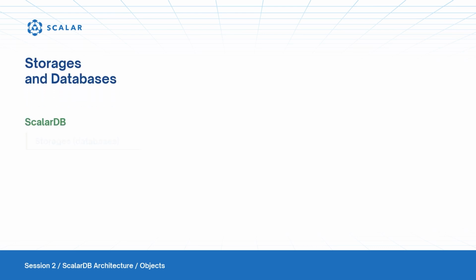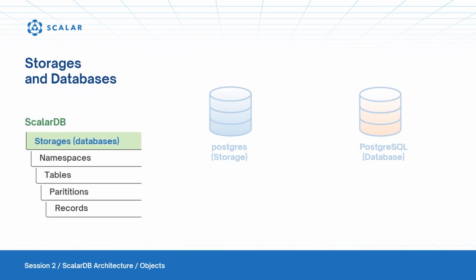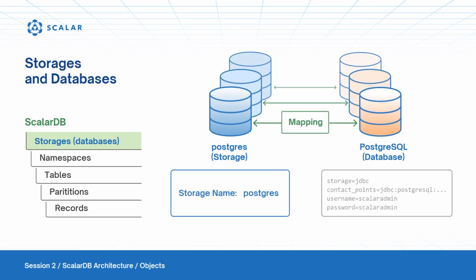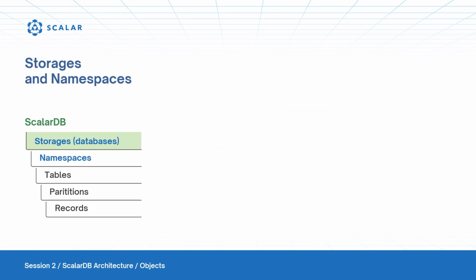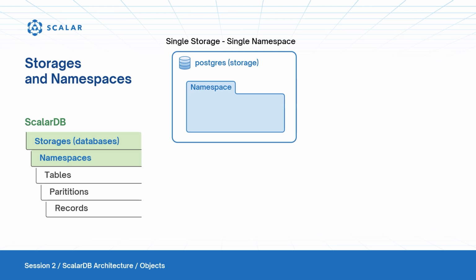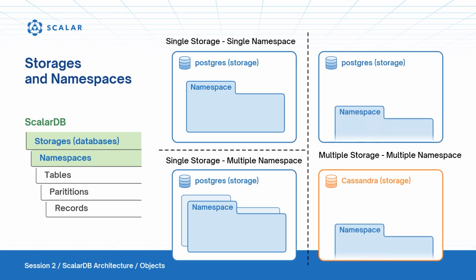This chart is a conceptual diagram showing the relationship between a storage and an actual database. The connection information of the actual database is mapped to the storage. In ScalarDB, the actual database is accessed through this storage name. Next, we look at the relationship between storage and namespaces. The simplest configuration is to manage a single namespace in a single storage. ScalarDB can manage multiple namespaces in a single storage or multiple namespaces in multiple storages.